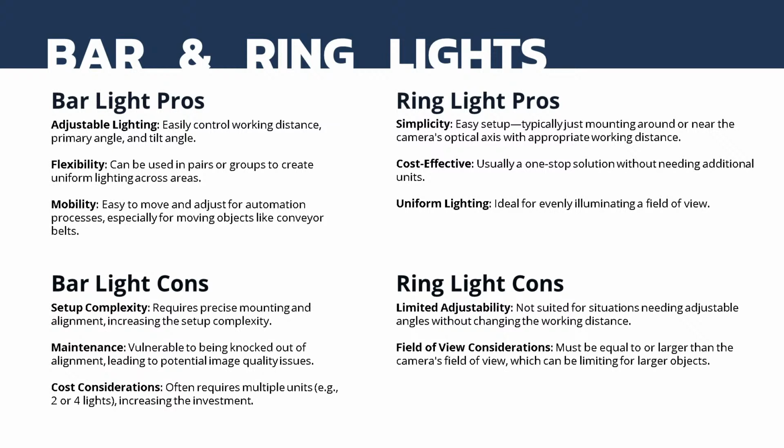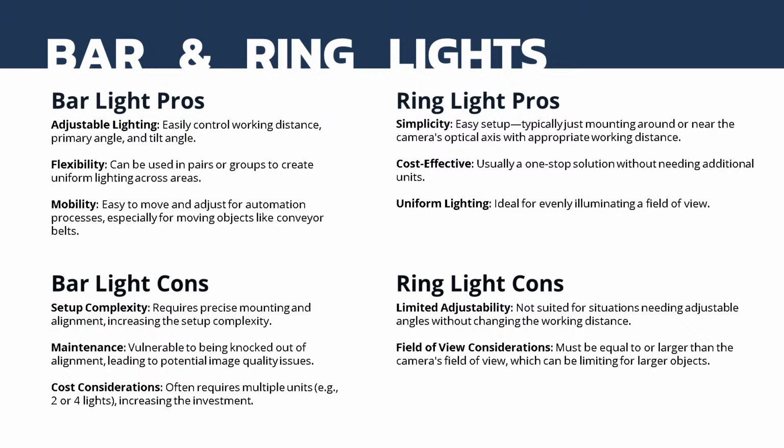You tend to buy 2 or 4 bar lights as opposed to a single ring light. And because of that adjustability, they can also be knocked out of alignment easier. Something can hit one and not the other and mess up the image without making it clear that it's totally a bad image. So the adjustability that gives us some flexibility in getting it right for the application adds some complexity in a linear light.